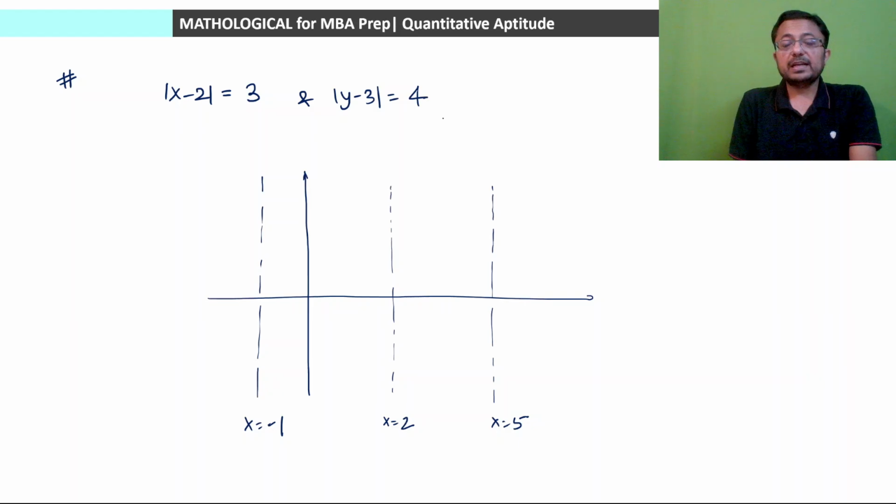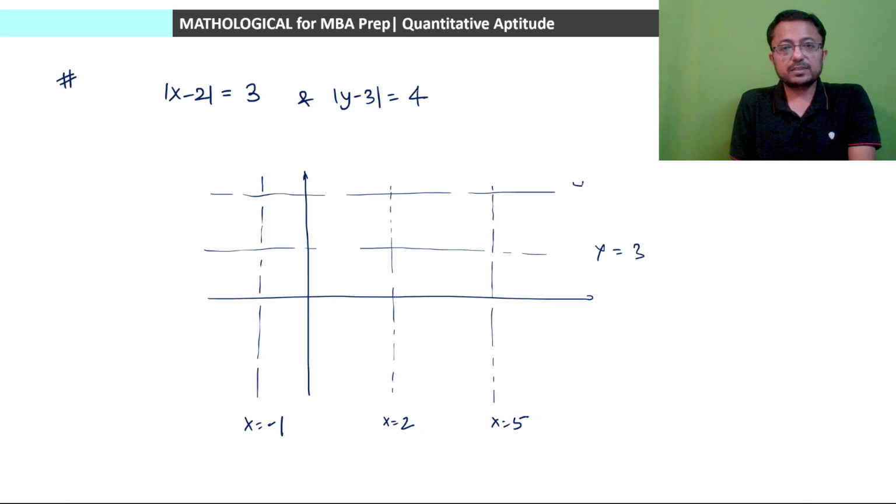Similarly, the distance of y from 3 is equal to 4. So this is y equal to 3, let us say. So 3 plus 4 is equal to 7, so y is equal to 7. And 3 minus 4, y is equal to minus 1.